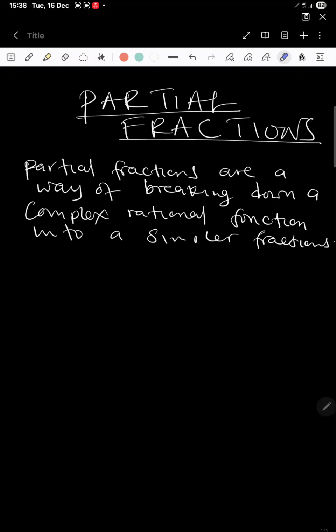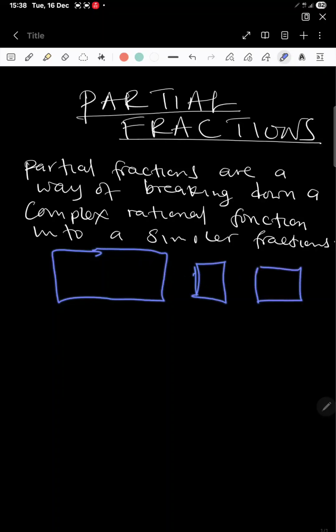What I mean here is that if you have a complex rational function, you'll be given a bigger function or fraction, and then you'll be told to break down that complex function into smaller ones. Then you are doing what we call decomposing into partial fractions. So this is what we mean by partial fraction.